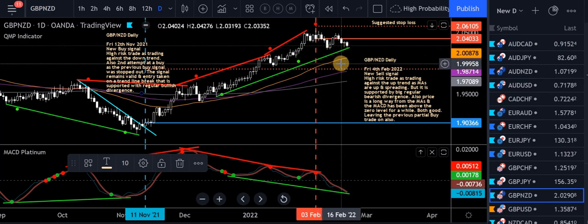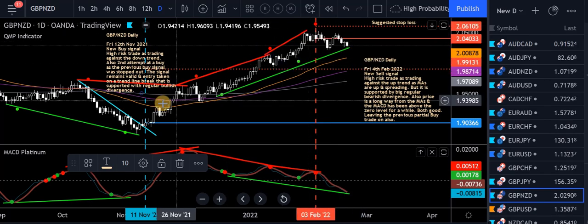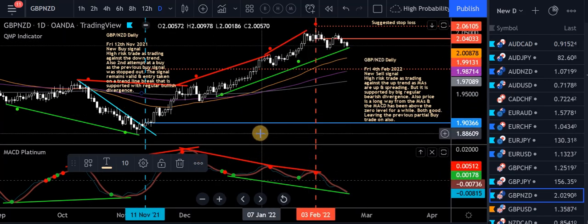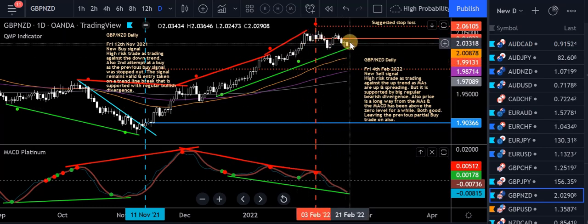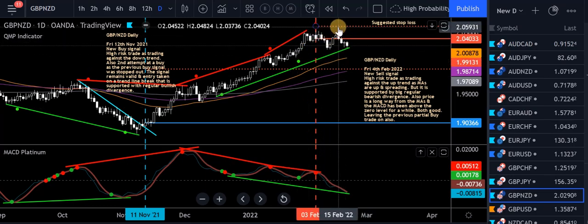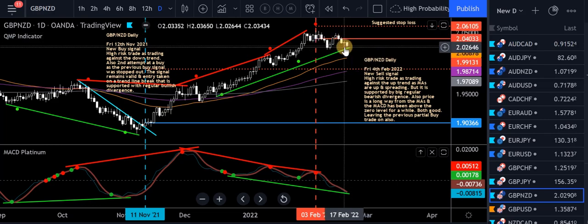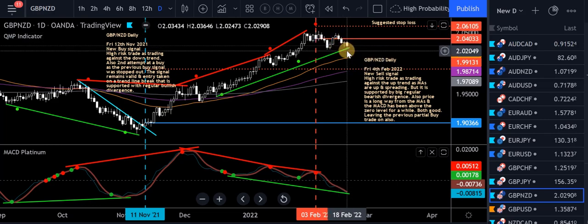Basically, I want price to head towards the MAs. Normally, when you get a big divergence like this, price will either go to the MAs or the MAs will go to price. So that's why I'm hanging off on closing half of this yet. It's starting to head in the right direction this week or last week.